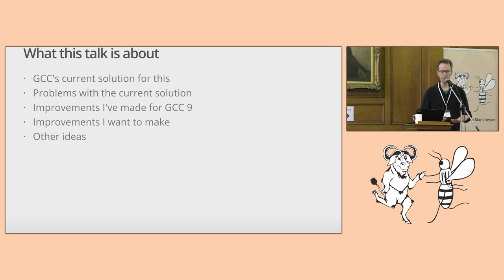So I'm going to talk about GCC 8 and prior, the solutions that existed, the problems I felt those solutions had, the improvements I've been working on that are already now in GCC 9, and the improvements I want to make for GCC 9. And then there are some other ideas which are perhaps more, shall we say, out of the box, left field, about how we might change the user experience in terms of optimizations.